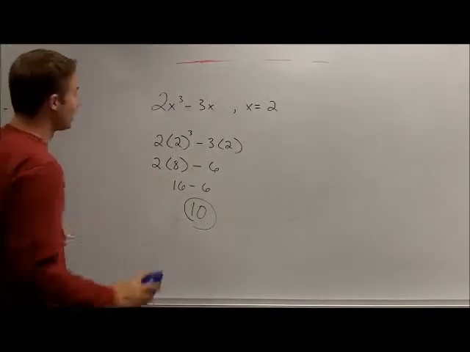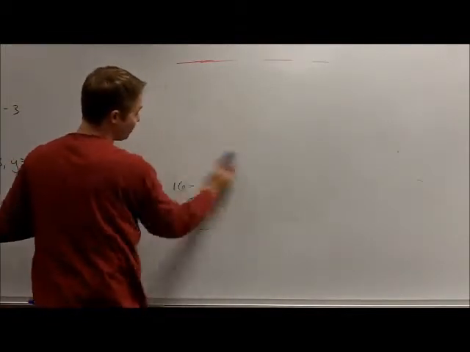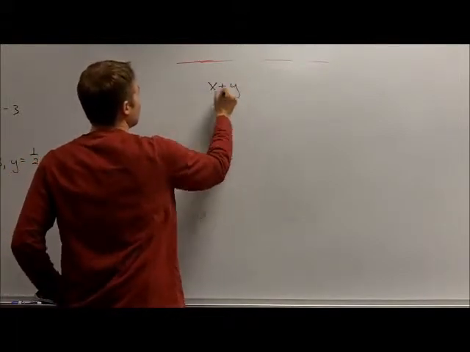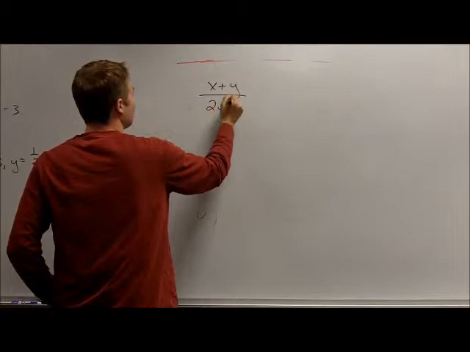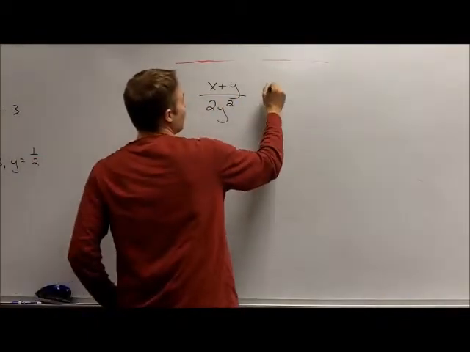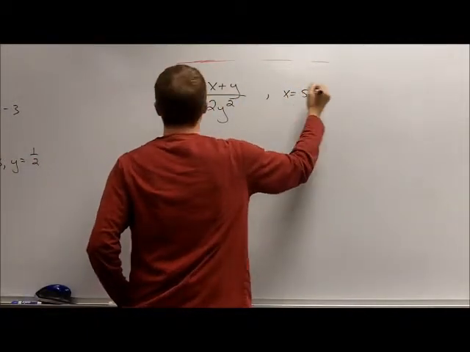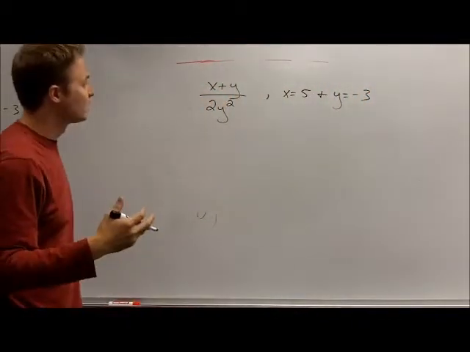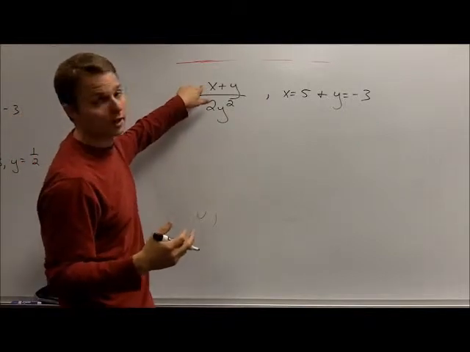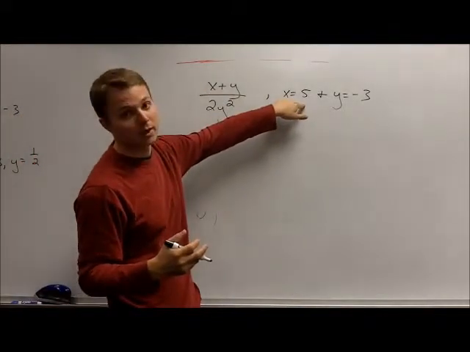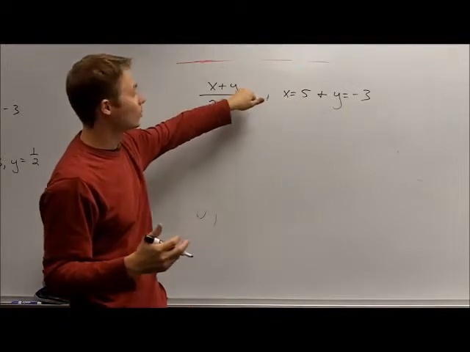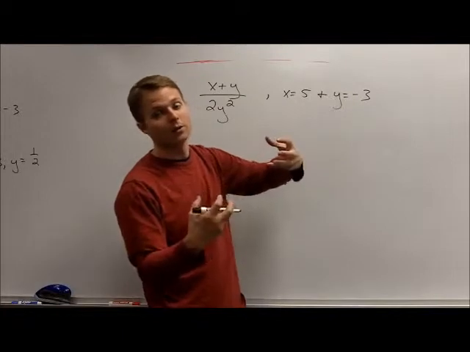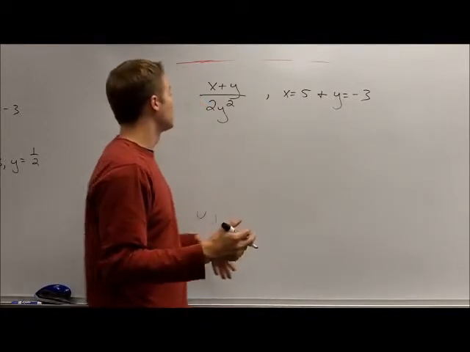Now I can do this with multiple variables. I don't have to just have one variable in my expression. So something like this: x plus y divided by 2y squared, evaluated when x equals 5 and y equals negative 3. Again, I'm going to do this the exact same way. Everywhere in my expression that I see an x, I'm just going to replace it with a 5. And then I go back through the expression, everywhere I see a y, I'll just replace it with a negative 3, and then do the simplification, and whatever number I get is my answer.